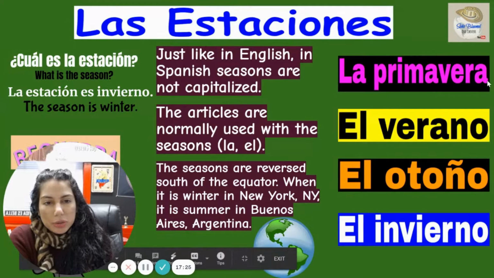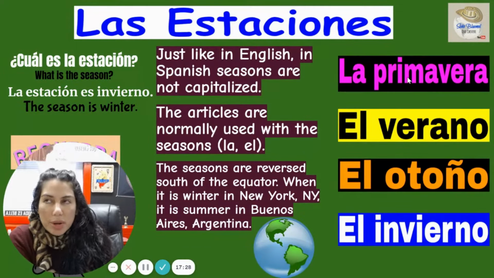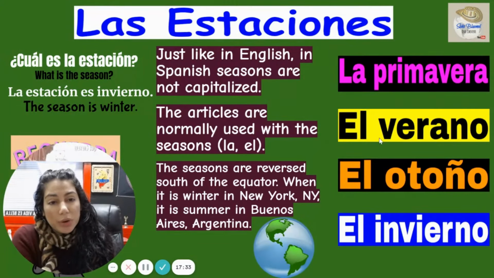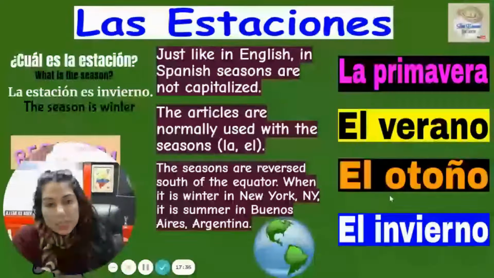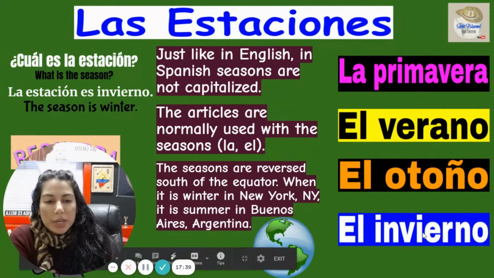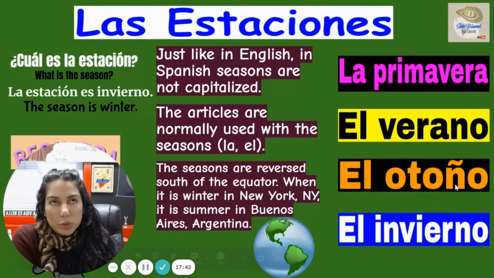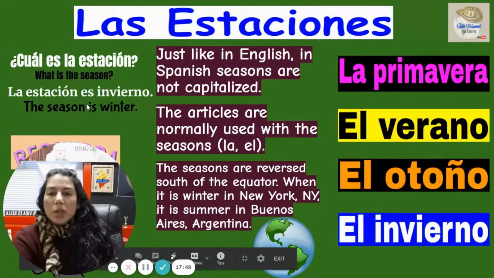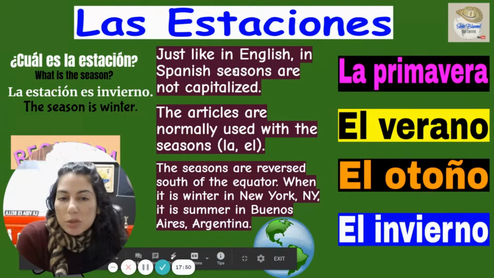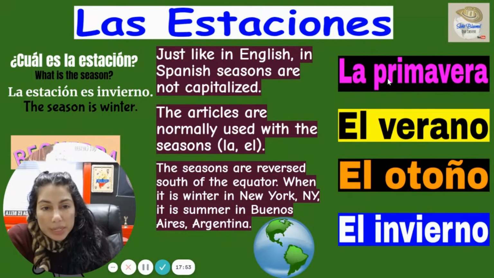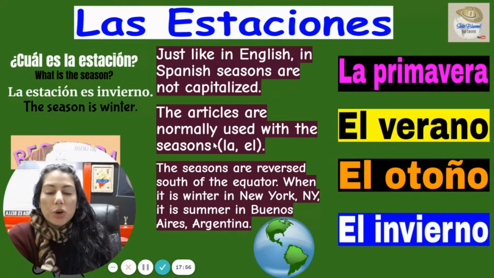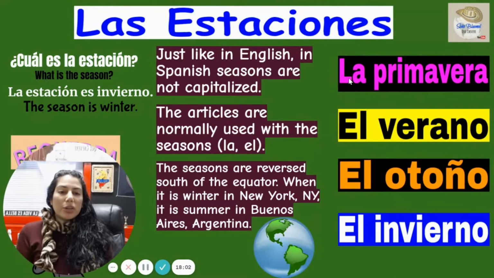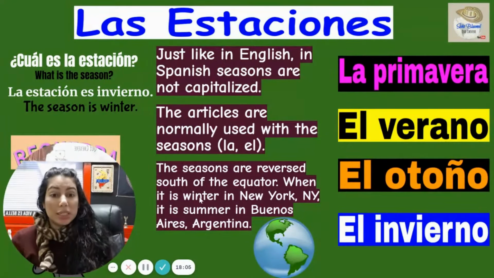La primavera usually goes from, like in the US, usually goes from like the end of February to March and April, and then we have verano, 3 months, and then el otoño, 3 months, and then el invierno that usually starts like December 21st and it goes all the way to like the end of February. Okay, so just like in English, in Spanish, seasons are not capitalized, so lowercase. The articles are normally used with the seasons. So normally you're gonna put the article la or el when talking about what season it is.